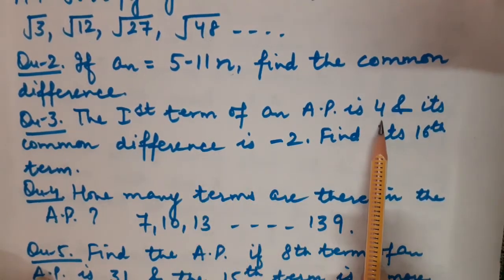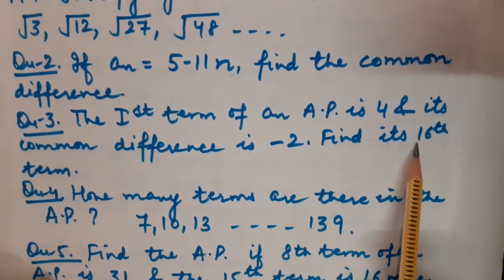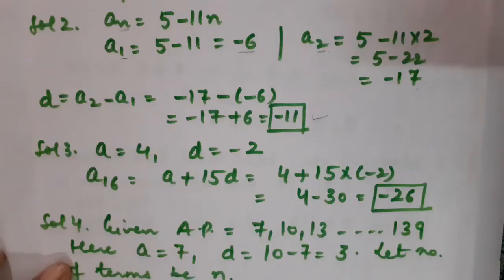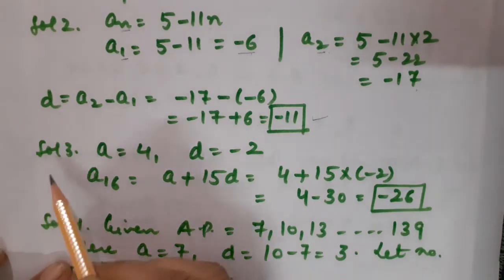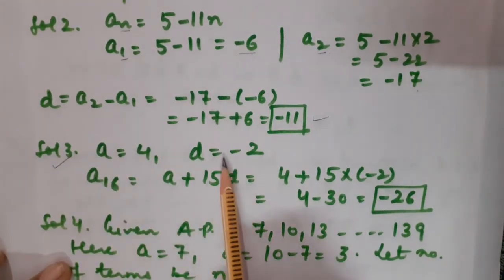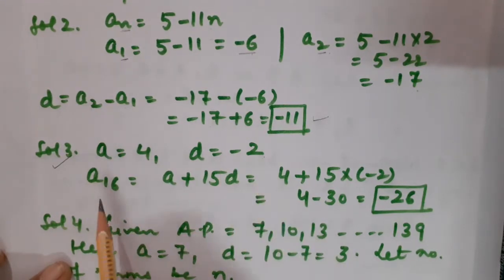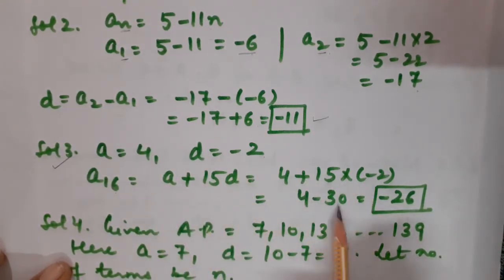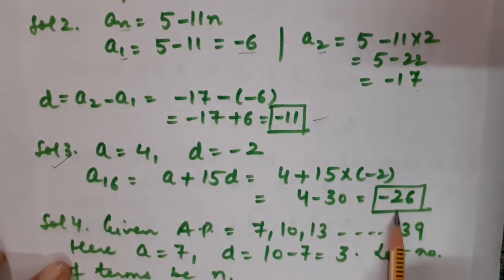Now children, here is the third question. First term of AP is given, common difference is given. You will have to just calculate the 16th term of AP. So here is solution number 3. I know first term is A is equal to 4. Common difference is D is equal to minus 2. Children, you know that A16 can be written like A plus 15D. So just substitute the value of A and D over here and get the result. The answer will be minus 26.